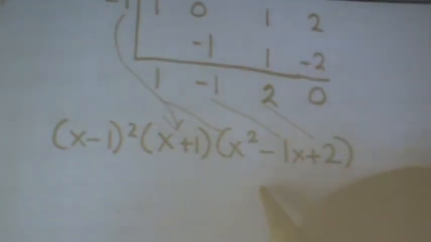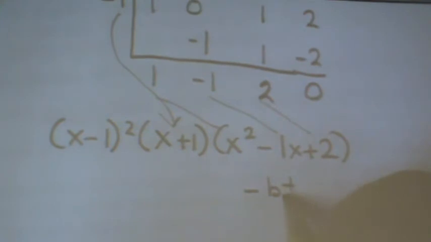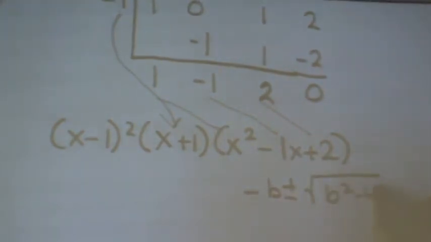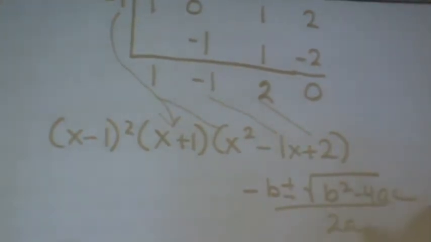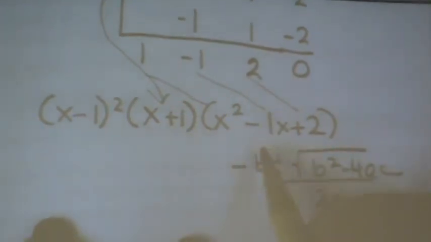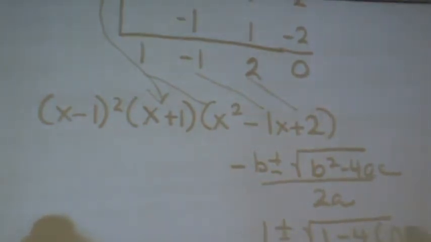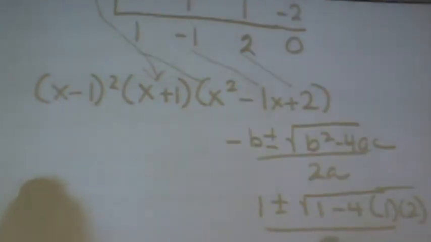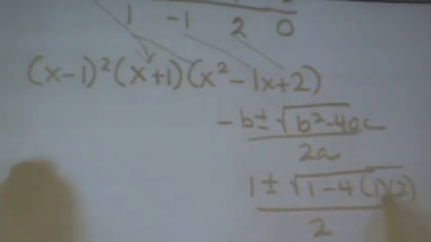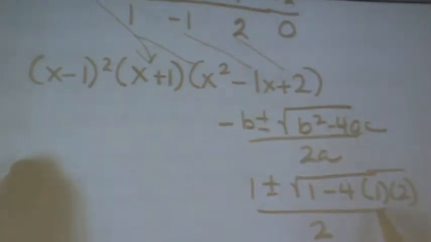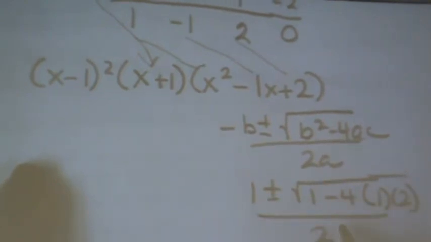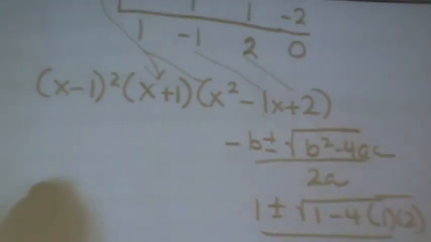What are you going to do at this point? Negative b plus or minus the square root of b squared minus 4ac all over 2a. I'm going to use the quadratic formula to see what kind of numbers I get here. So it's 1 plus or minus the square root of 1 minus 4 times 1 times 2. What do you notice again? This is going to be a negative. You're going to have negative 7. And again, these are imaginary zeros. And so I'm done. There's nothing else to try.